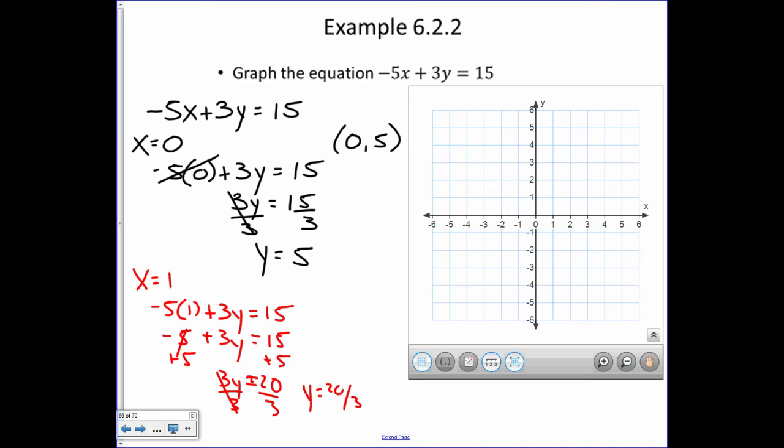Now that's a perfectly valid answer. The problem is it's kind of tough to graph. So we need another number that's going to work out easier, or at least another number that's going to give us a whole number, something easy to graph. So if you're not sure which number to use, and if you run into this problem where you wind up with a fraction at the end that's hard to graph, let x be equal to the coefficient of y. So what I mean by that is, instead of using x equals 1, we're now going to use x equals 3.